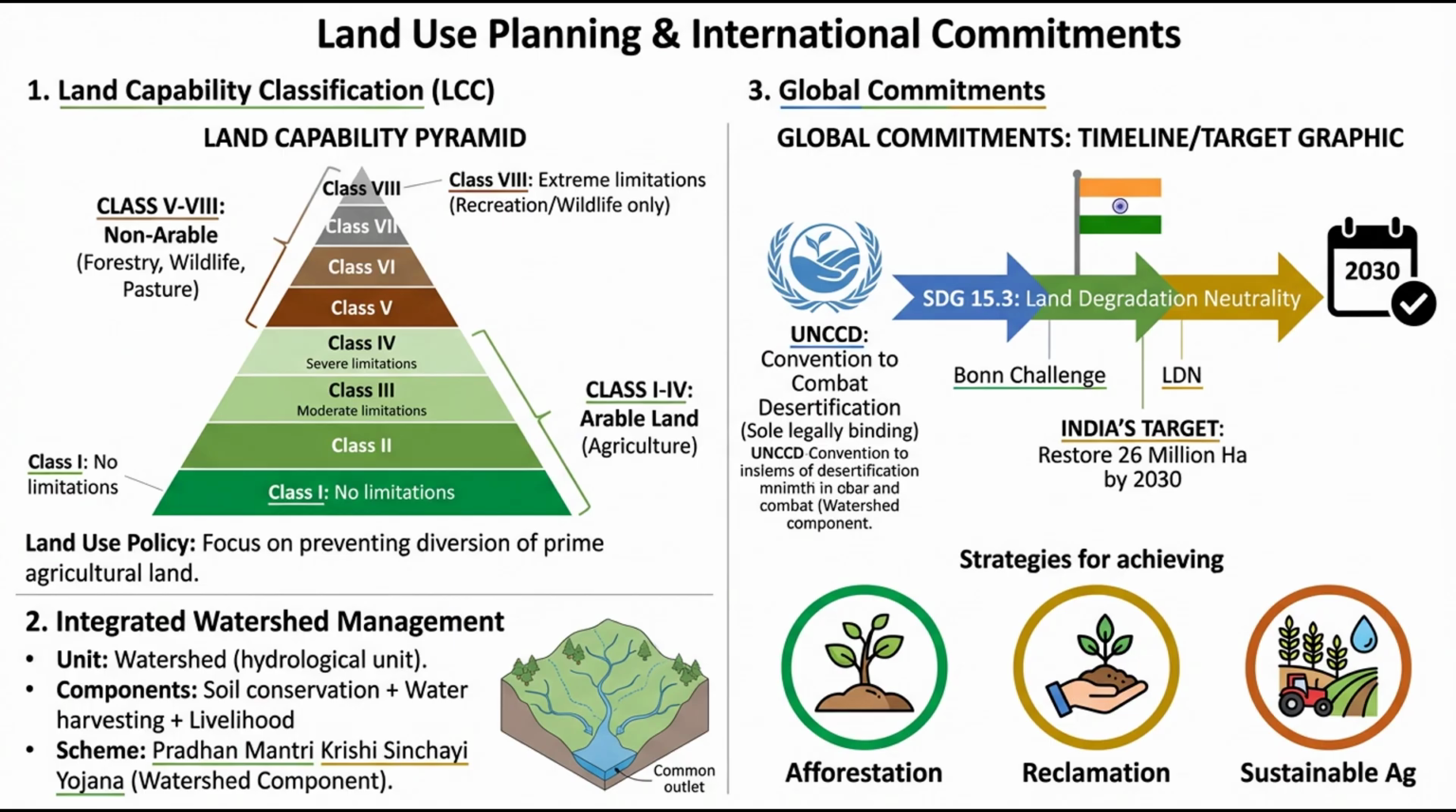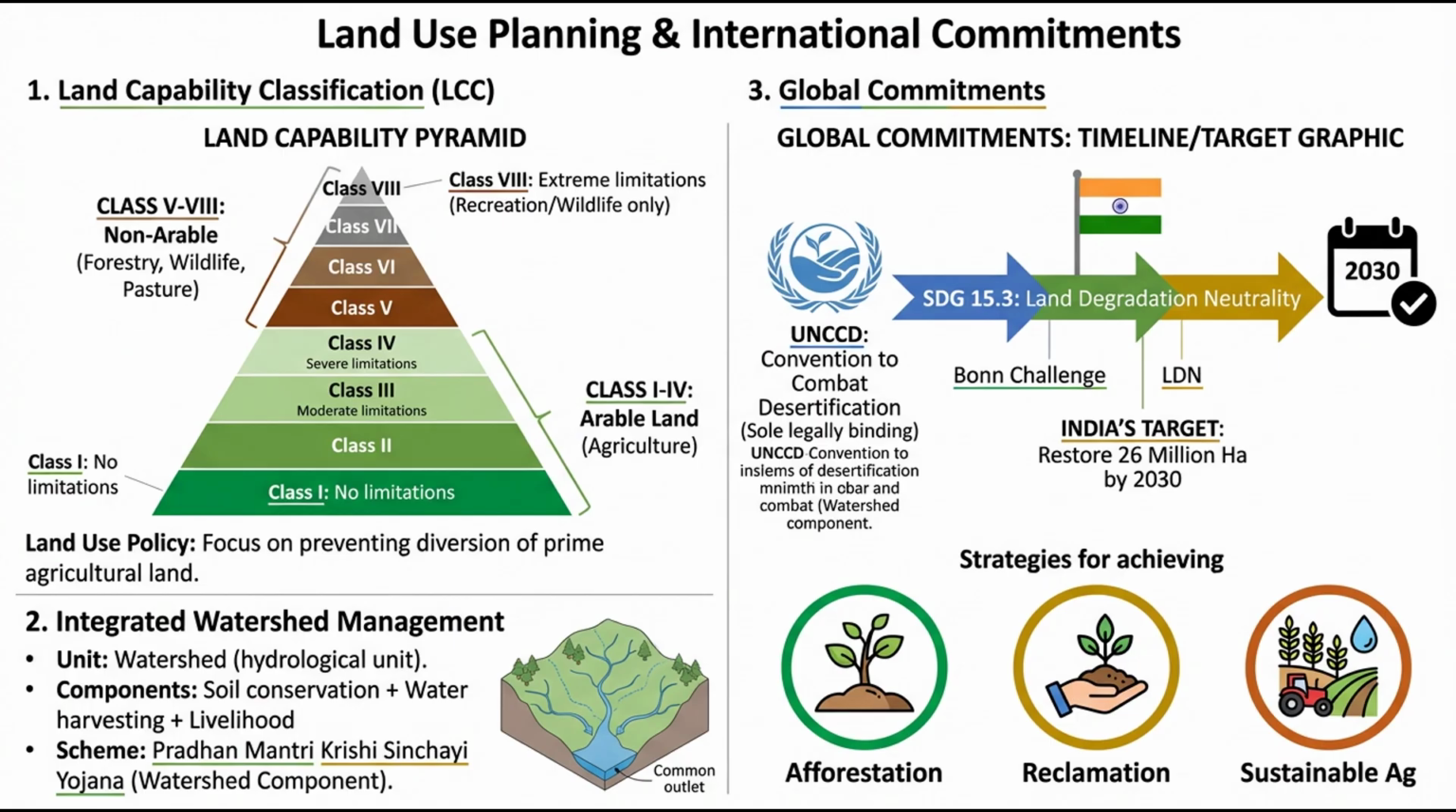By the time we reach Class 5 through 8, the land is non-arable. As the label indicates, this land is fit only for forestry, wildlife, or recreation. Farming on Class 8 land, like steep cliffs, is not just unproductive, it is ecologically criminal. To manage these diverse landscapes effectively, we adopt integrated watershed management. A watershed is a hydrological unit, an area where all water drains to a common outlet. Instead of treating a farm in isolation, we treat the entire catchment area.